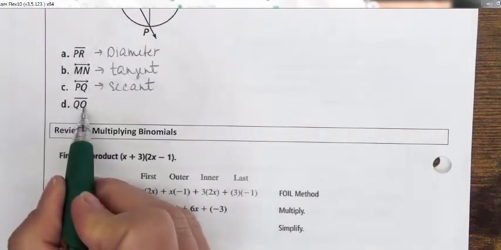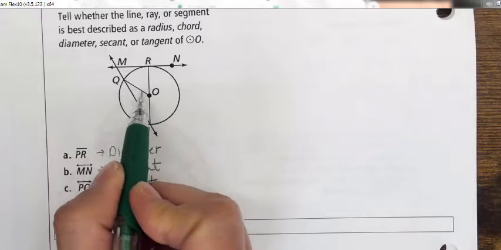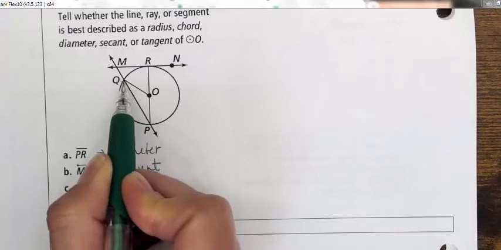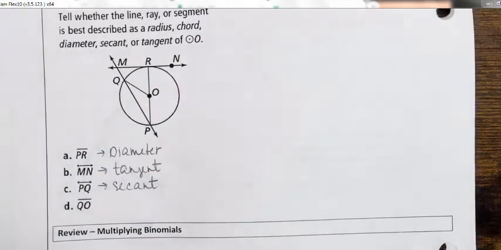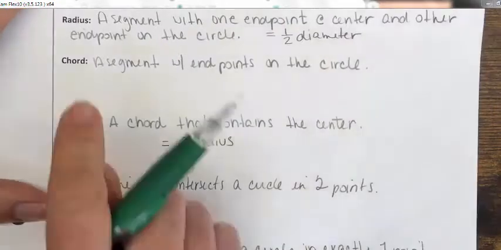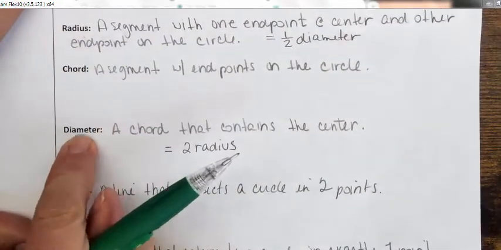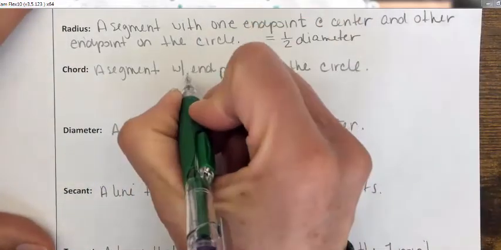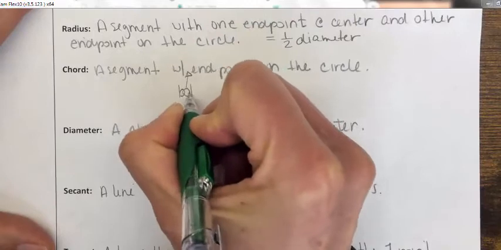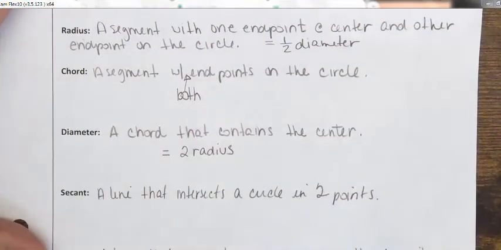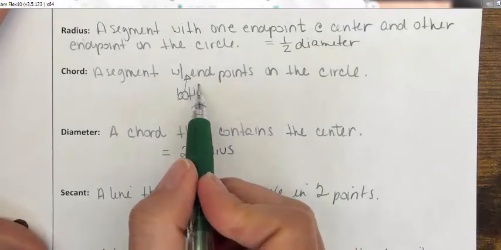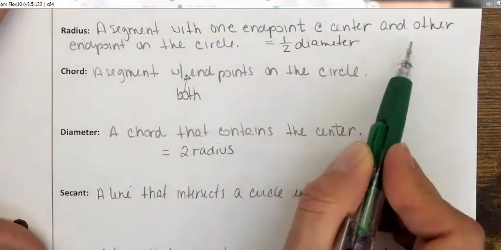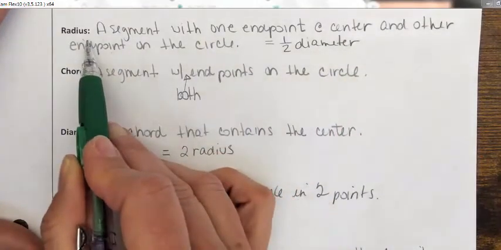Now we got segment QO. Notice its endpoints. One of them is in the center, and the other one is on the actual circle. Well, segments can either be a radius, a chord, or a diameter. A diameter is a chord, so let's see. A chord is a segment with endpoints on the circle. I should say with both endpoints. Okay, add that in there. So, does it have both endpoints on the circle? It doesn't. So is it a radius? One endpoint at the center and the other endpoint on the circle. Yep, that's it.